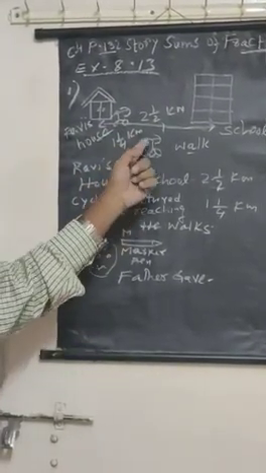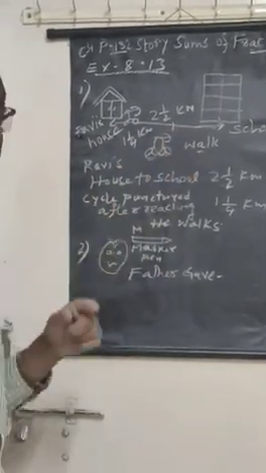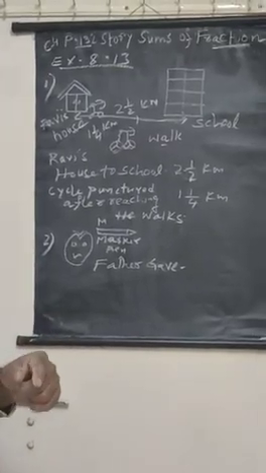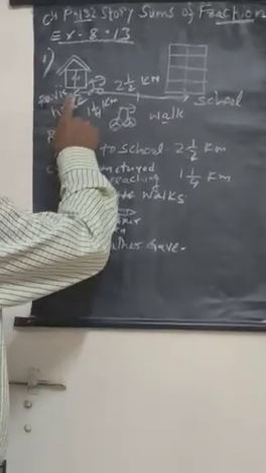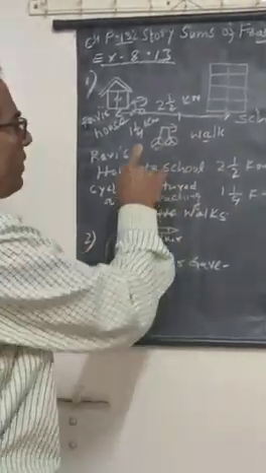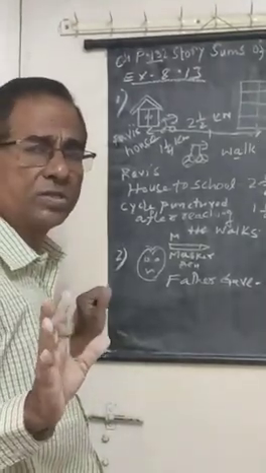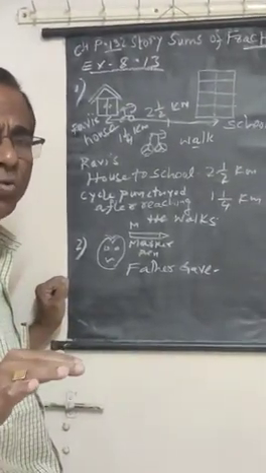So no doubt whenever the cycle got punctured, he has to walk. So this distance he walked. It will be easy to understand like this: suppose the house to school is 2 kilometers only, and after reaching 1 kilometer, the cycle got punctured. Then how much distance is left that he has to walk?